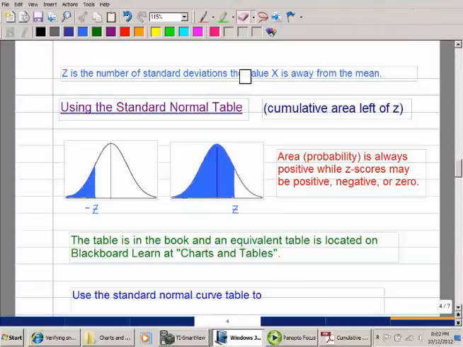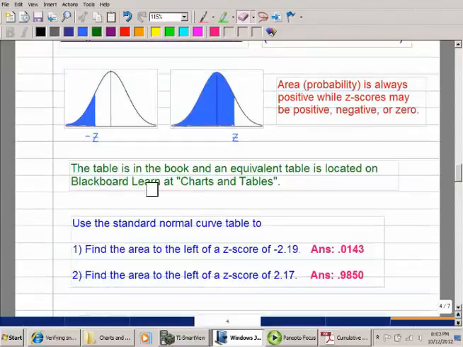Now, one thing to keep in mind is that your area, your probabilities, remember a probability always has to be between 0 and 1, which means these areas have to always be between 0 and 1. So your z-score can be negative, but your area and your probability can never be negative. On our chart, we're going to have values where it's less than positive numbers and then less than negative numbers.